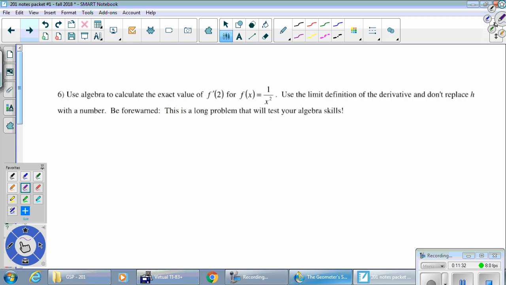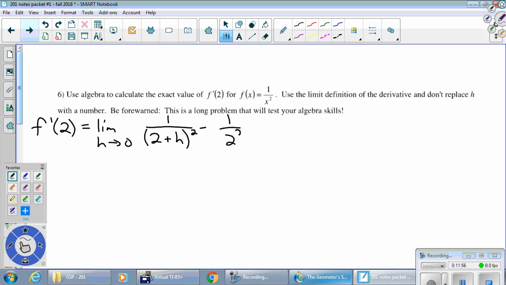Okay, next page. Use algebra to calculate the exact value of this derivative. So we're starting it exactly the way that we did before. I'll just use this notation this time. F prime of 2 equals limit as h goes to 0 of all the stuff that we wrote on the previous page. So that was 1 over 2 plus h squared minus 1 over 2 squared, the whole thing divided by h. But we're not going to bail out and use the table here. We're going to do some serious algebra to see if we can get to a point where we can just plug in h equals 0.